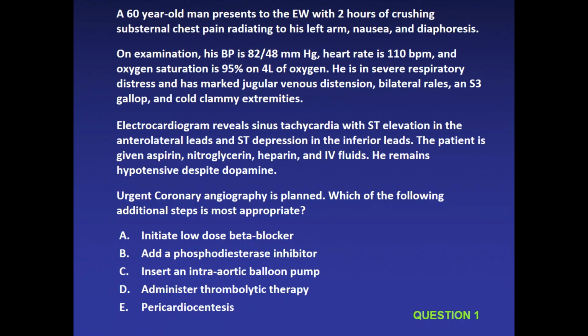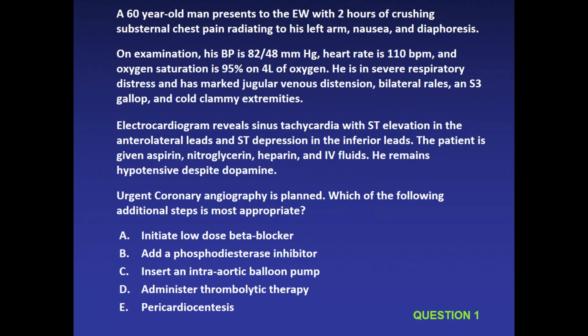A 60-year-old man presents to the emergency ward with 2 hours of crushing substernal chest pain radiating to his left arm, associated with nausea and diaphoresis. On exam, his blood pressure is 82/48, his heart rate is 110 beats per minute, and his oxygen saturation is 95% on 4 liters of oxygen. He is in severe respiratory distress and has marked jugular venous distension, bilateral rales, and an S3 gallop, as well as cold and clammy extremities.